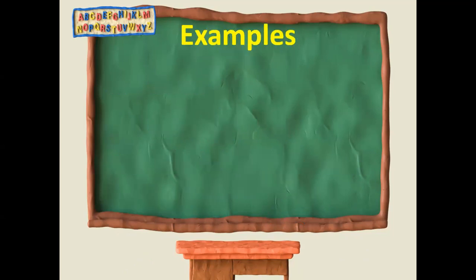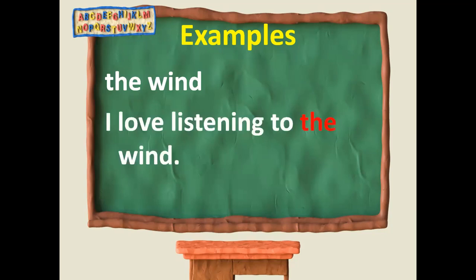Second example, wind. Wind is also part of our physical environment. So before wind, we should use the definite article the whenever we use it. I love listening to the wind. It will not be I love listening to wind. We will use the before wind.